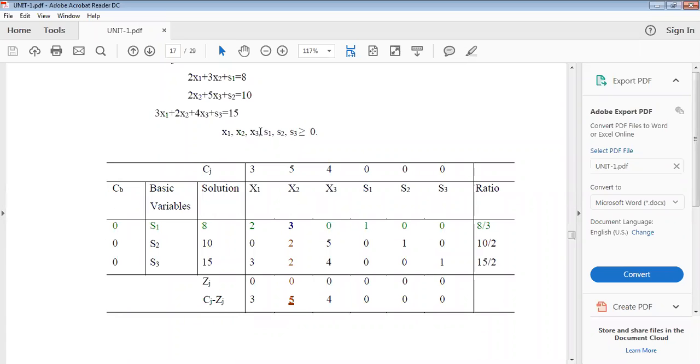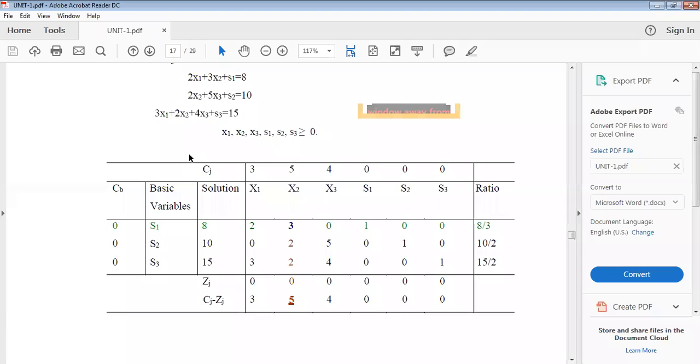If you multiply with the zeros, you will get zeros only, 0, 0, 0, all these things. Next is Cj minus Zj. Cj means 3, 5, 4, and triple zeros. 3 minus 0 is 3, 5 minus 0 is 5, 4 minus 0 is 4, 0 minus 0 is 0, and so on. Like this, you get Cj minus Zj.